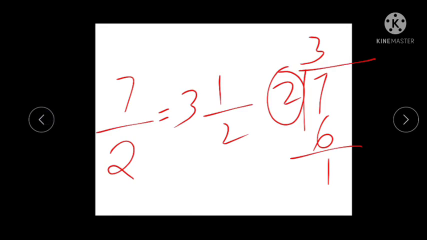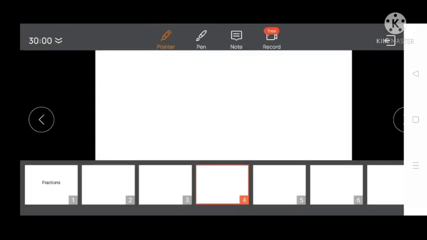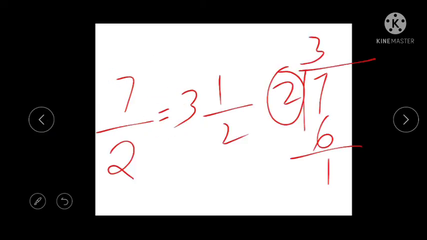Next we are going to learn how we convert a mixed fraction into improper form. We already learned how to convert an improper fraction into a mixed fraction. Next we are going to learn the reverse conversion, that means mixed fraction into improper fraction. For example, suppose you want to convert 3 1/2. You already know that 7/2 is 3 1/2 in mixed form.